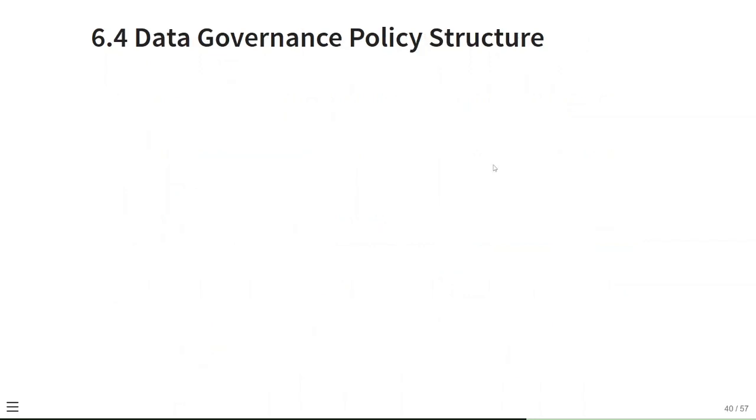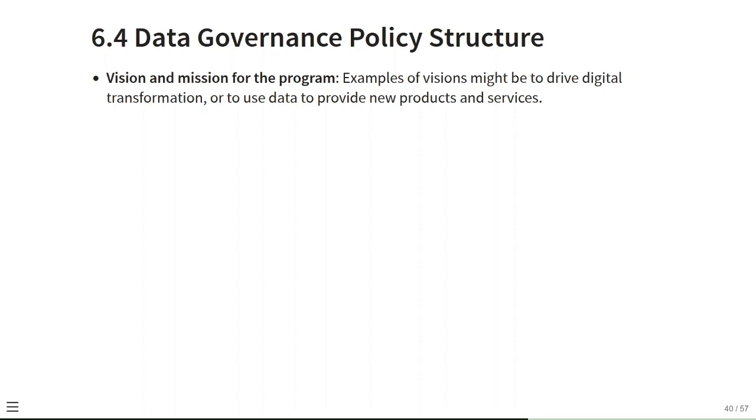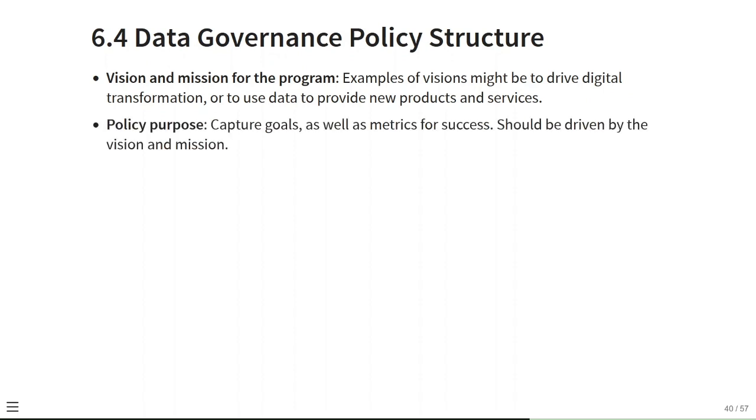The structure of a data governance policy might consist of the following parts, also seen in figure 3 in the charter template. The vision and mission for the program, where examples of visions might be to drive digital transformation or to use data to provide new products and services. The policy purpose should be to capture goals as well as metrics for success, and this should be driven by the vision and the mission.